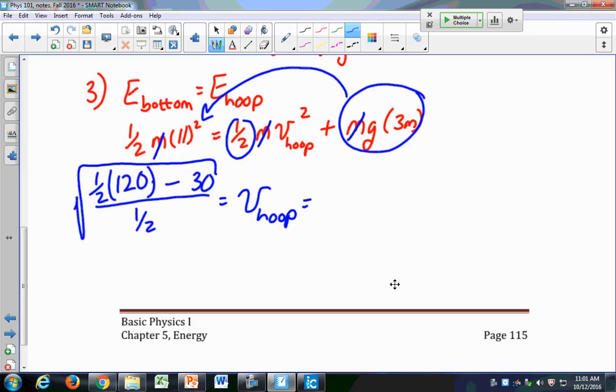So I combined several algebra steps there. I subtracted 30 from both sides to bring this term over. I divided by 1/2 to get rid of this term, and then I took the square root to get rid of this squared sign. So 3 different algebra steps that I combined all into one. So that's 60 minus 30, 30 over 1/2. It's going to be the square root of 60. What is that? What is it now? Okay, we'll just call it about 8 meters per second.